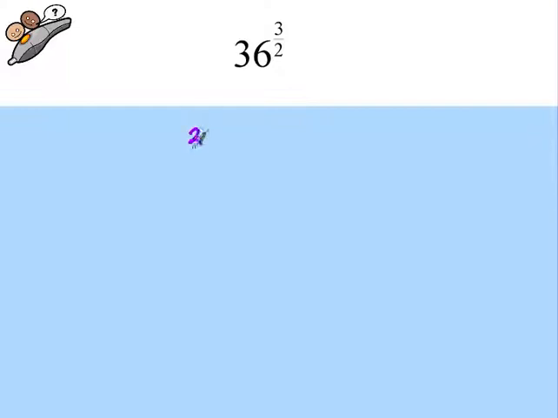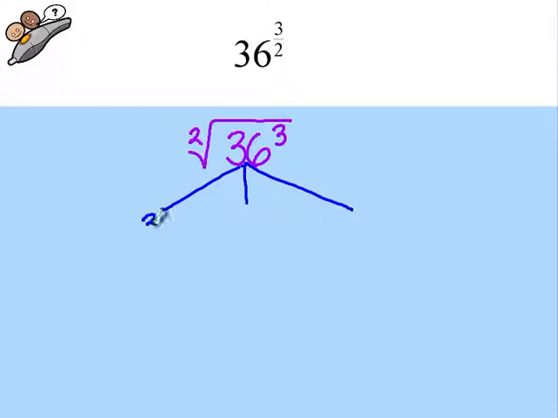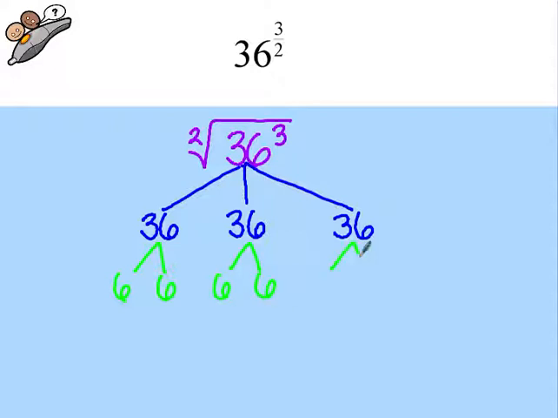I think I probably might have stopped a little sooner than some of you. 36 to the third power. 1, 2, 3. I know that 36 is 6 and 6. 6 and 6. 6 and 6. Now you can take them out by pairs, right? Because it's by twos. Here's a pair of 6s. Here's a pair of 6s. Here's a pair of 6s. So I could have stopped right there and then just multiplied those 3 6s and got 216.